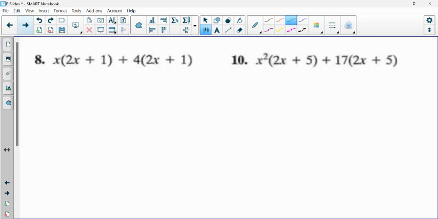All right, so I want you to try these two GCF problems as well. So try those two on your own.